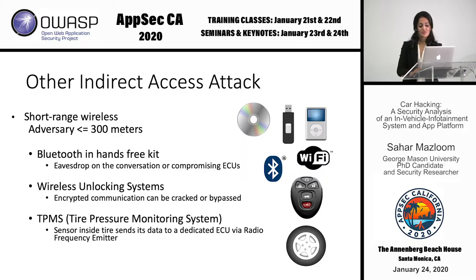There are other types of indirect access attacks that I didn't show in the timeline, but they are still possible. Some people don't consider them car hacking, but they are somehow related. For example, somebody hacks the Bluetooth in the hands-free kit to eavesdrop on the conversations of the passengers in the car, or uses the wireless unlocking system, or plays with the tire pressure monitoring system, which just annoyingly turns on the light telling you to work on the tire pressure.